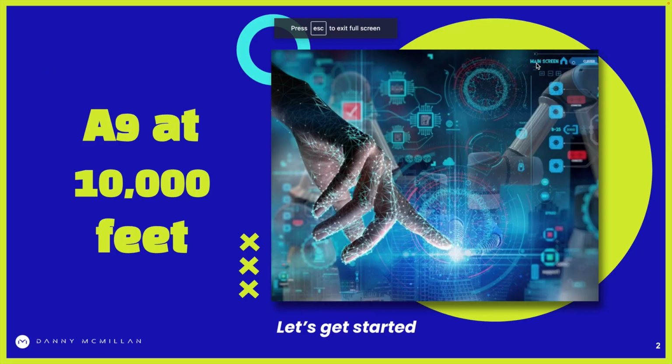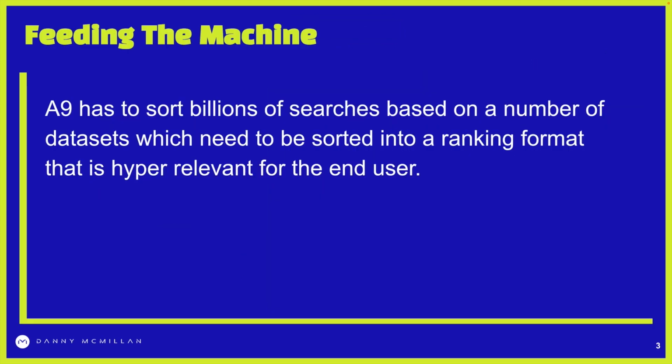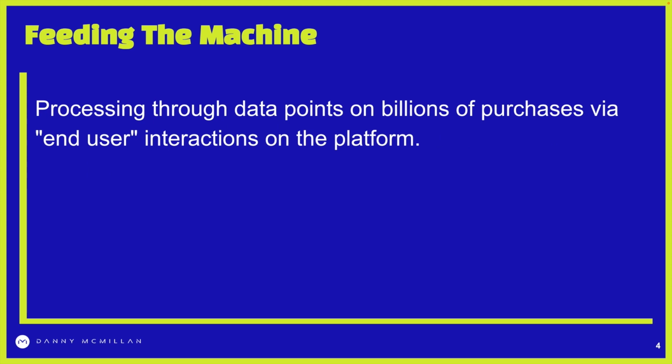Okay, so let's take a bird's eye view of A9. So when Amazon are feeding the machine, A9 has to sort billions of searches based on a number of data sets which need to be sorted into a ranking format which is hyper relevant for the end user. So what they're doing here, they're processing through data points on billions of purchases via end user interactions on the platform.